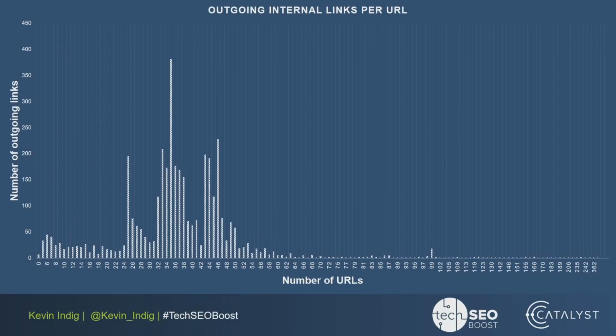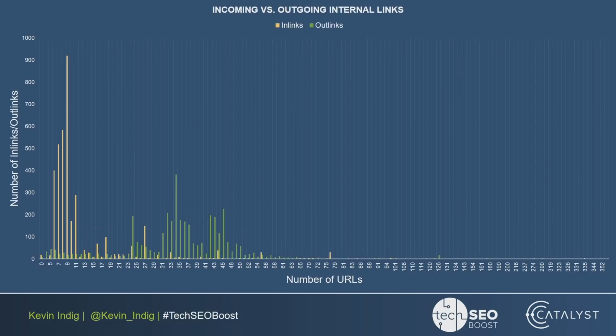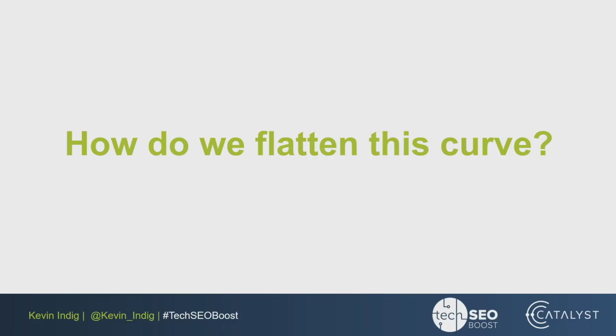I did the same with the outgoing links. So this is where we come back to CheiRank and look at how much PageRank is given away per URL, and we see a different distribution. And when we put this all together, we see that there's a very unequal distribution between outgoing and incoming PageRank within the website. Whereas in an optimal world, we would want to have a much flatter curve.